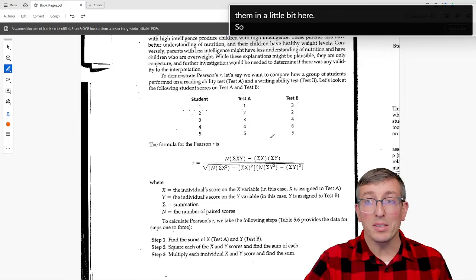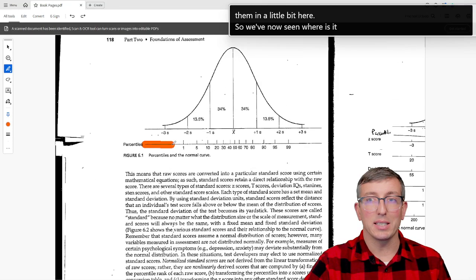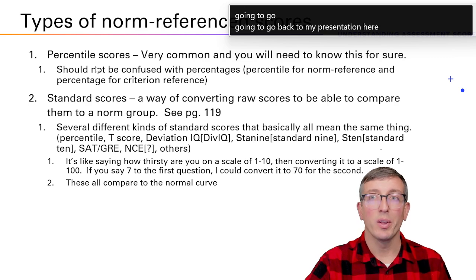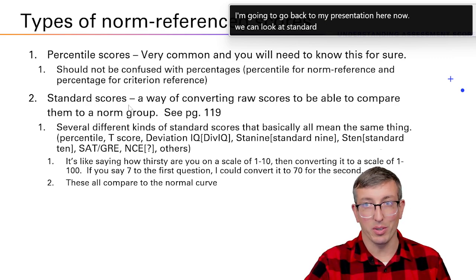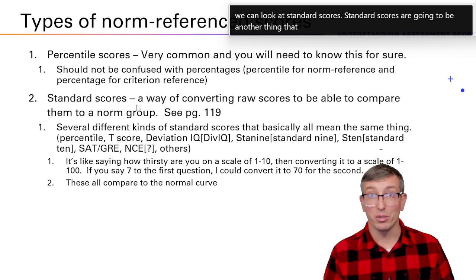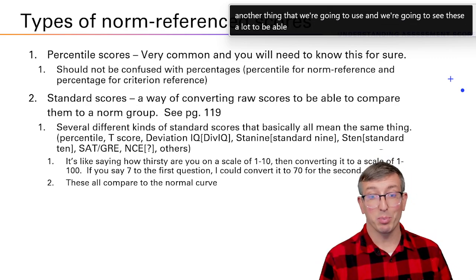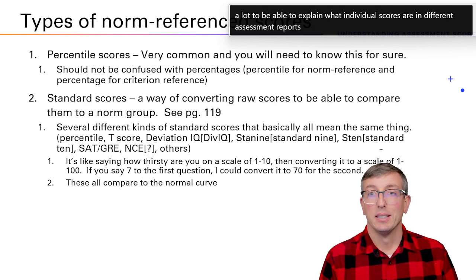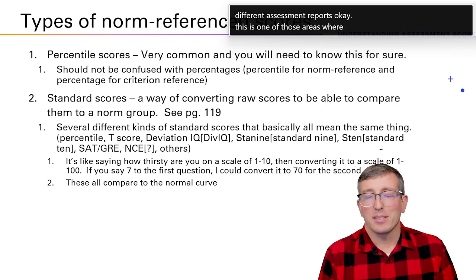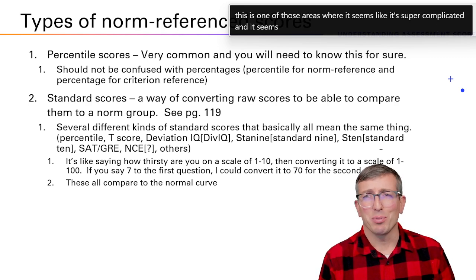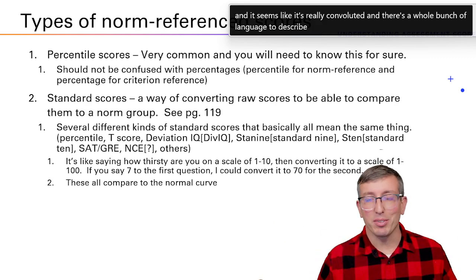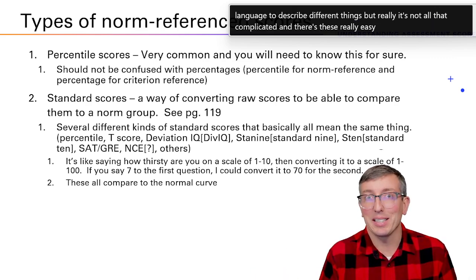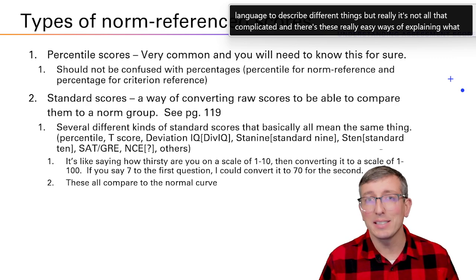So we've now seen what percentiles are. Now, I'm going to go back to my presentation here. Now we can look at standard scores. Okay, standard scores are going to be another thing that we're going to see a lot, to be able to explain what individual scores are in different assessment reports. This is one of those areas where it seems like it's super complicated and really convoluted, and there's a whole bunch of language to describe different things, but really it's not all that complicated. And there are really easy ways of explaining what this means.